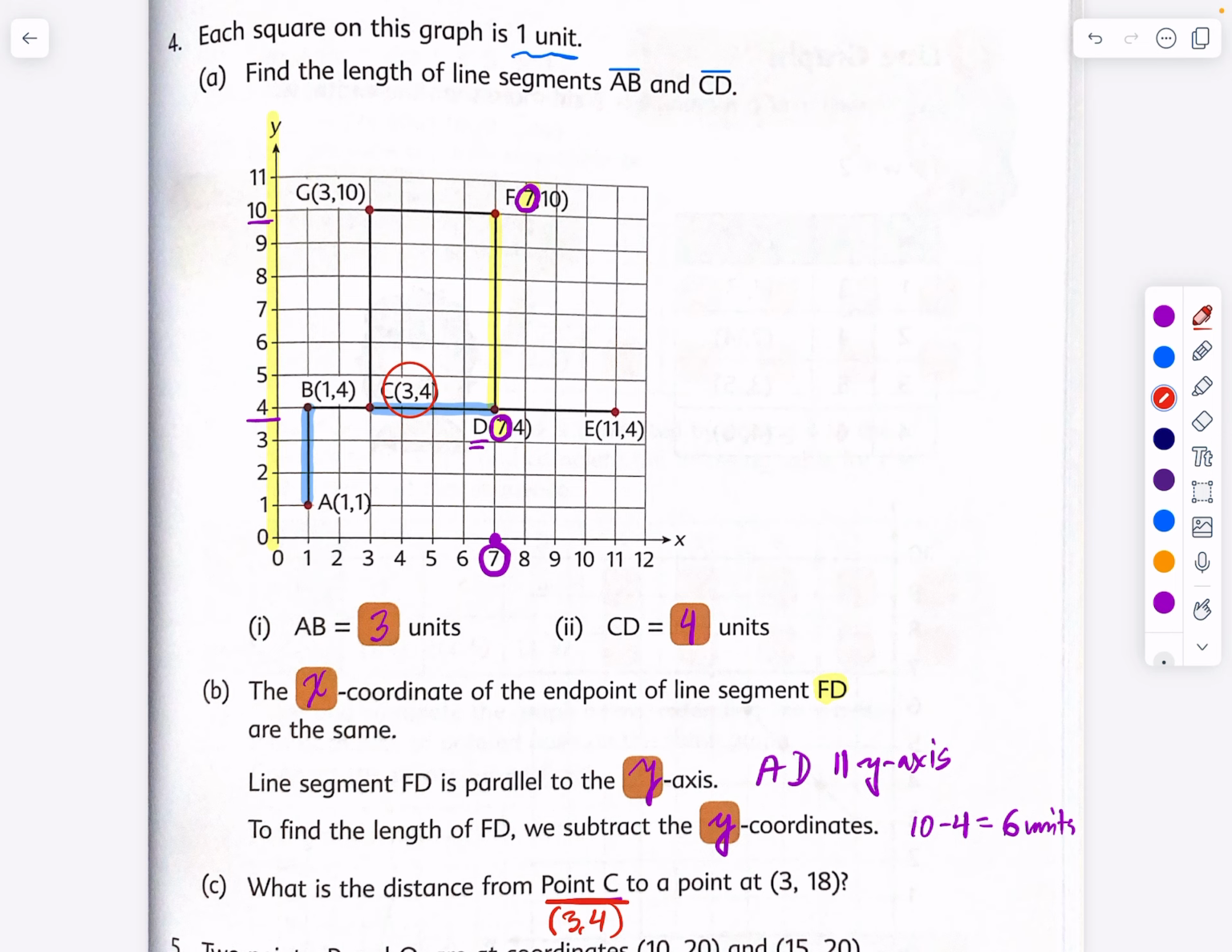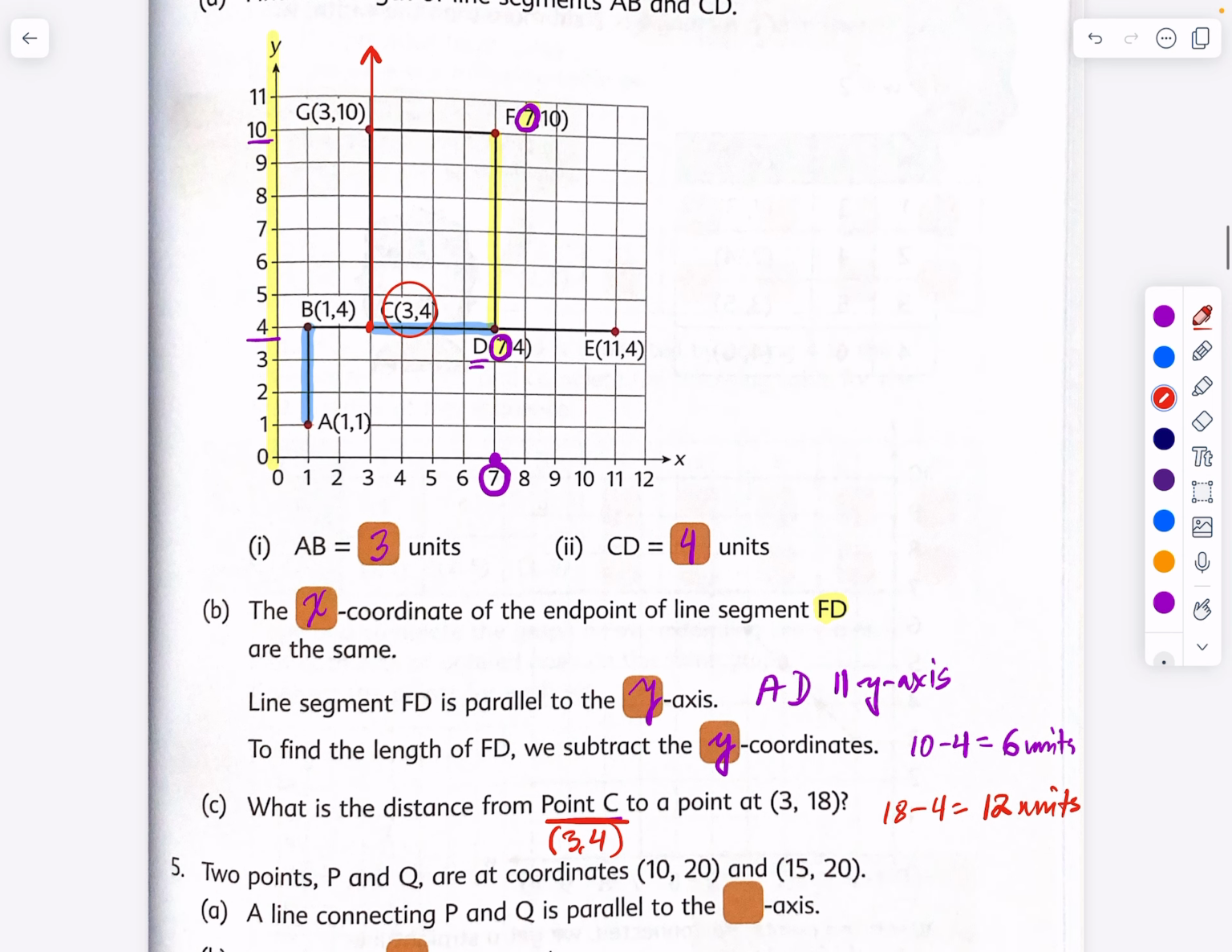So again, we're still staying on 3. Notice how the x value is the same, right? We don't see this point, but we know from 4 we have to go up all the way to 18. So the difference between 18 and 4, we know that this point is 12 units away. We would need to travel from C all the way in the upward direction to 18.